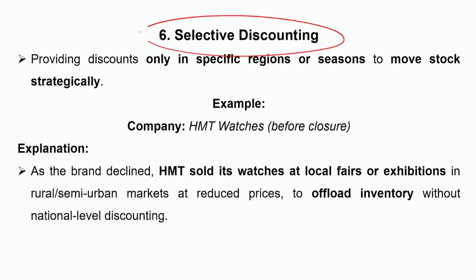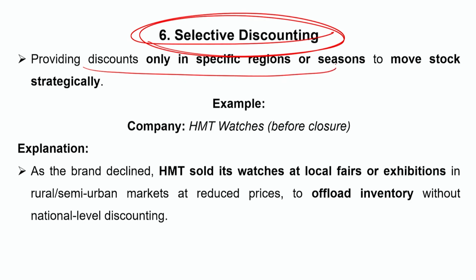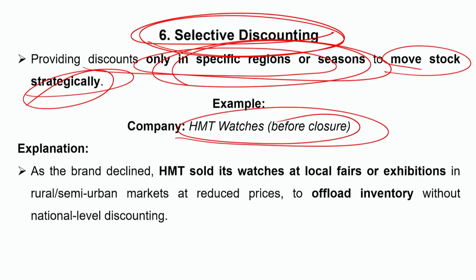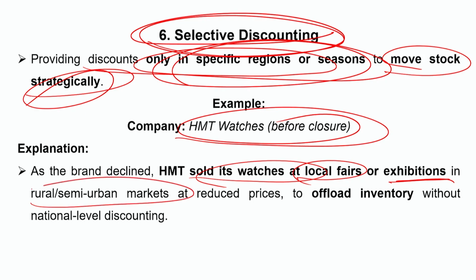And lastly, it is selective discounting. Provide discounts only to the specific region and season to move stock strategically. Like HMT watches, what they have done, they sold watches at local fairs and exhibitions, in rural and semi-urban markets at reduced prices. Identify those markets where your product can be sold. Identify those markets only and leave the rest.